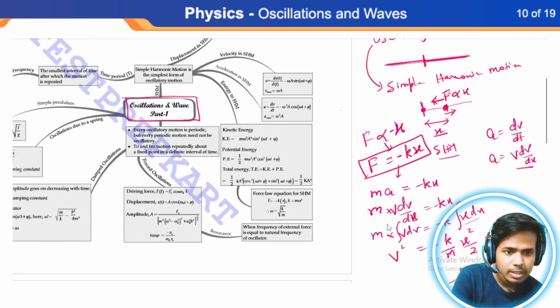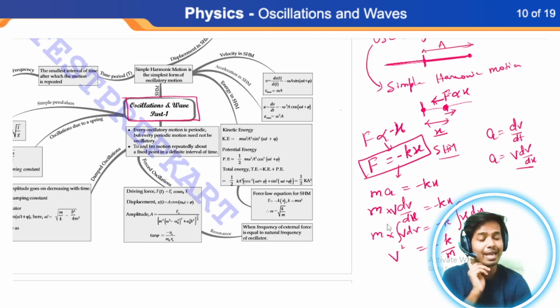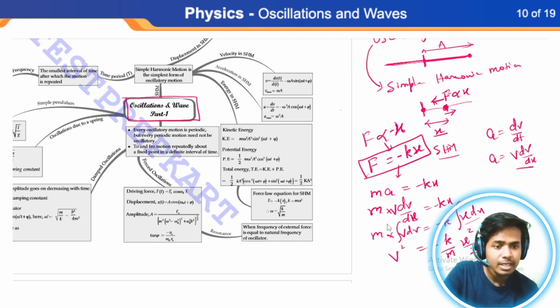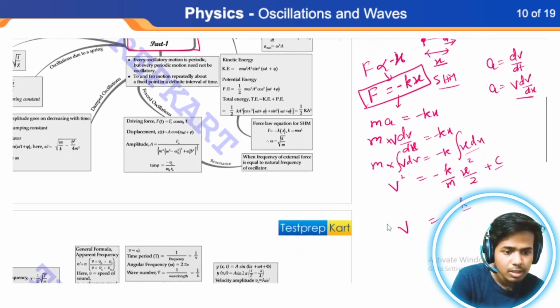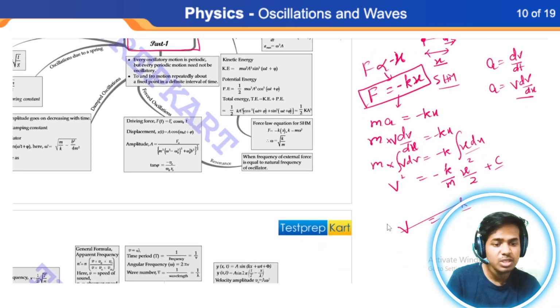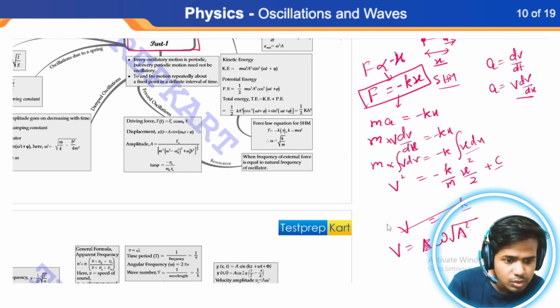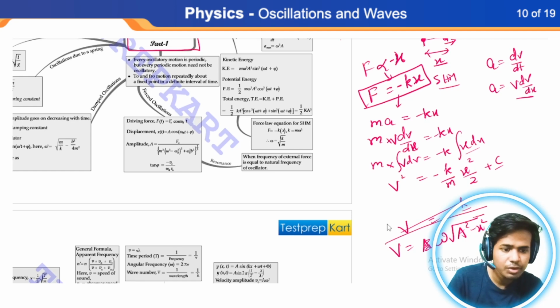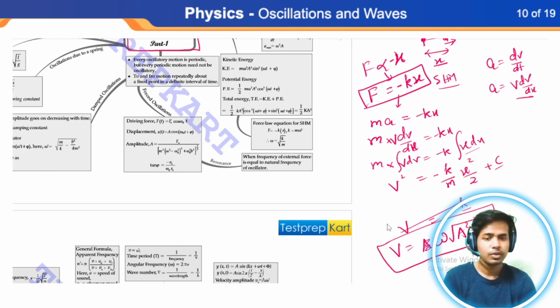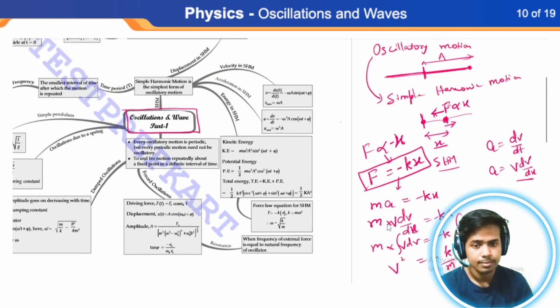We can replace the constant here. When the body is at the extreme position, where the displacement is the amplitude of the motion, the velocity should be 0. When you do that, the equation comes out to be v is equal to omega under root a square minus x square. This is the equation that will come out for the velocity. And if you differentiate this one, then you will get the equation for acceleration.